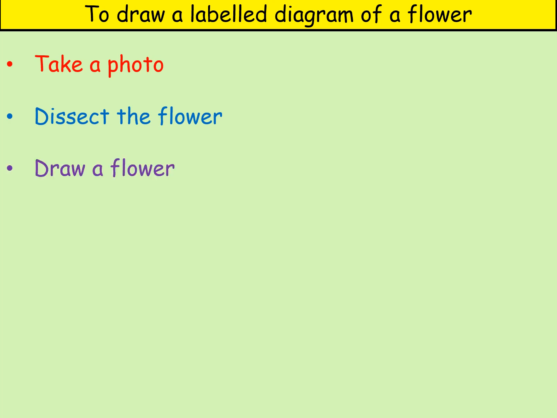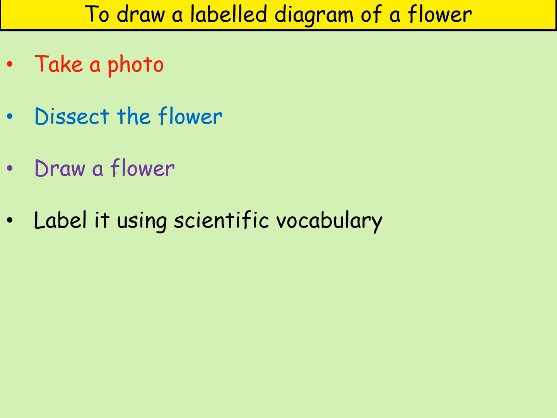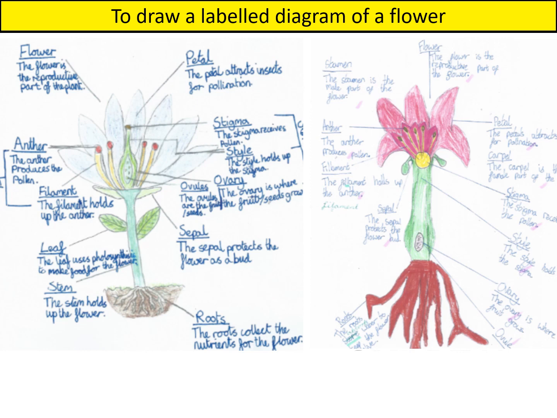Your work is to draw a labelled diagram of a flower. You could choose to take a photo and label it, or you could dissect a flower and stick its organs onto a piece of paper and label them, or you could draw or paint a flower and then label it. The important part is to label your flower using scientific vocabulary and to explain the function of each of the organs. Here are some really good examples from last year.